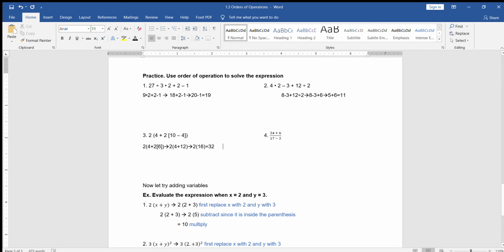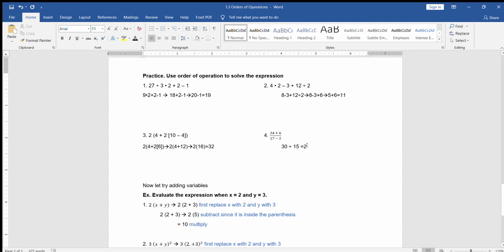And then number 4, I'm going to do this by parts. This number 4, I'm not going to rewrite this. I'm just going to solve it. So 24 plus 6 is, we do the top first. 24 plus 6 is actually what? 30. And then the fraction bar is translating as division. And then the bottom is 17 minus 2, which is actually 15. 30 divided by 15 is 2. So hopefully your answer for 4 is 2.